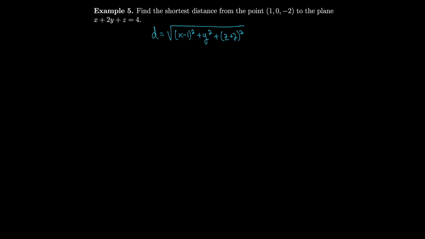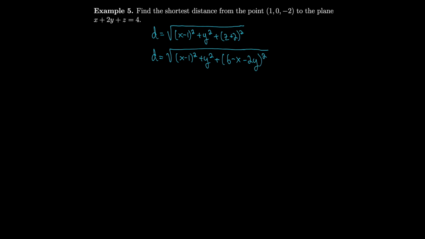So we have z equal to 4 minus x minus 2y. So how about I just plug that in for z so that I have a function of 2 variables. And that way I can actually do my partial derivatives the way that I'm used to. So I have x minus 1 squared, and I've got y squared, and then I've got 6 minus x minus 2y squared, because the 4 becomes a 6 when I add 2.